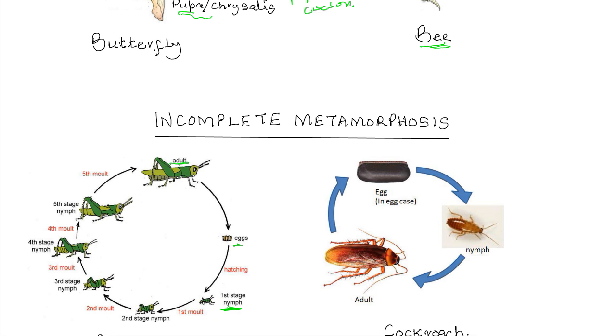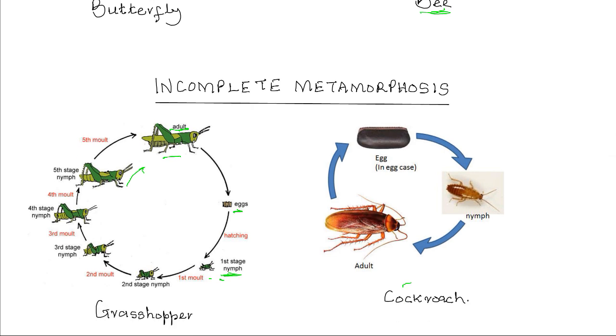So, in the incomplete metamorphosis, the egg hatches into a miniature form, a small form of an adult known as the nymph. The nymph is smaller, has no wings, and the sex organs are immature. Then the nymph goes through several moltings, and on the last molt, it forms wings and becomes an adult. So we have insects that have incomplete metamorphosis that include the grasshoppers and the cockroach.